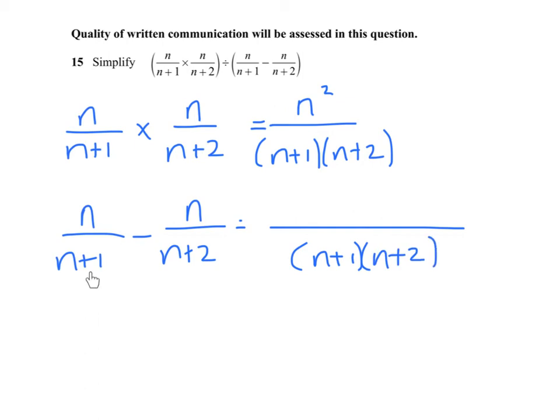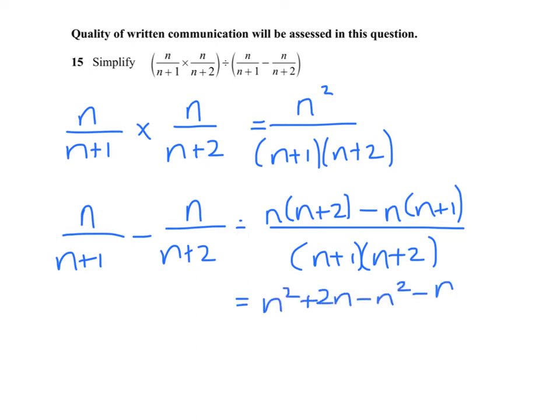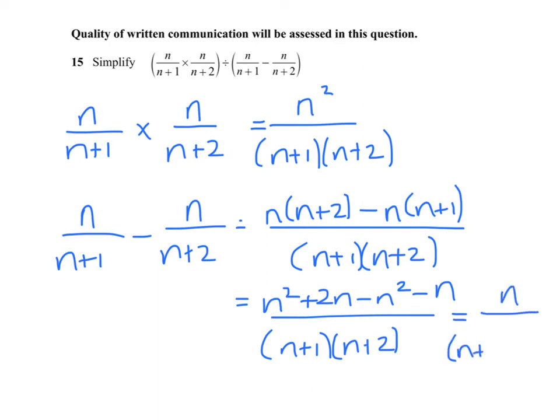In the first fraction, I've multiplied the denominator by n plus 2, so the numerator must also be multiplied by n plus 2. And on the second bracket, I've multiplied the denominator by n plus 1, so the numerator must be multiplied by n plus 1. Expanding the top line, n squared plus 2n minus n squared minus n. And whenever we gather together like terms, I have n squared minus n squared, so that's no n squared. 2n minus n leaves me with n all over n plus 1 upon n plus 2.